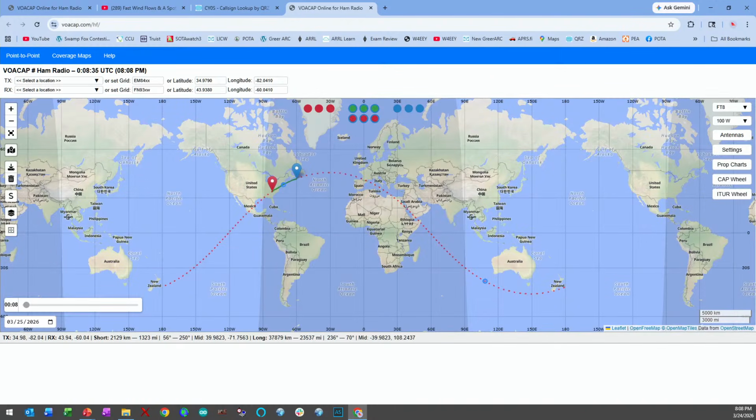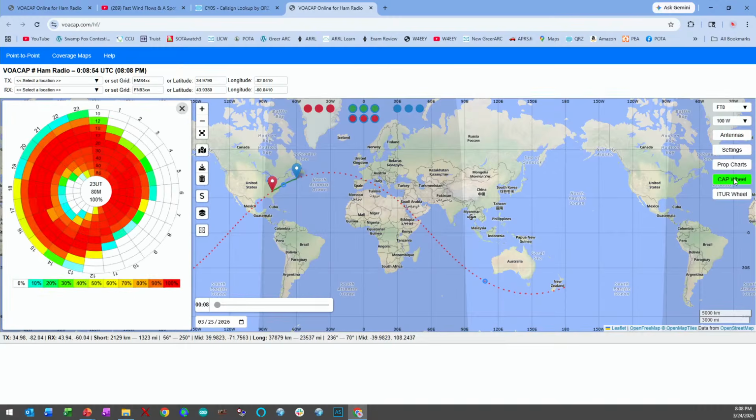All right, now I saved some of the parameters here. There's a place where you can put in information about antennas, the mode that you're operating, the power that you're operating. So once this comes up, there is something called a CAP wheel. I'm going to click that. In this magic picture, because I've already preloaded the antennas at the expedition site and at my location, so we wouldn't have to drag you through all of that.